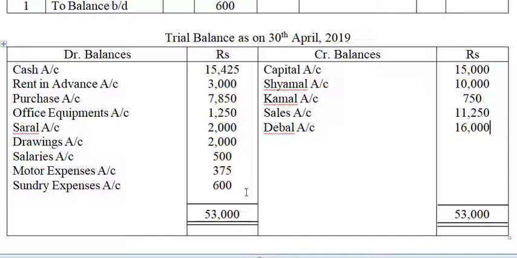Okay, so we do the total, and the total should be 53,000. Let me just check once the total because there was some error out there. So let me just have a look. 15425 plus 3,000, 7850 plus 1250 plus 2,000 plus 2,000 plus 500 plus 375 plus 600. Okay, 15,000, 10,000, 750, 11250, 16,000.